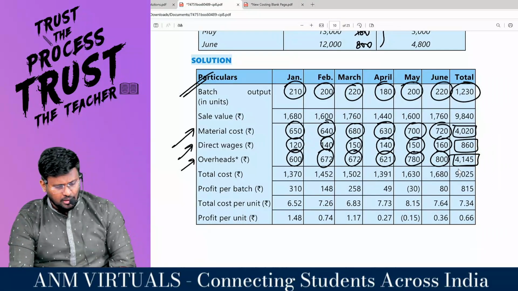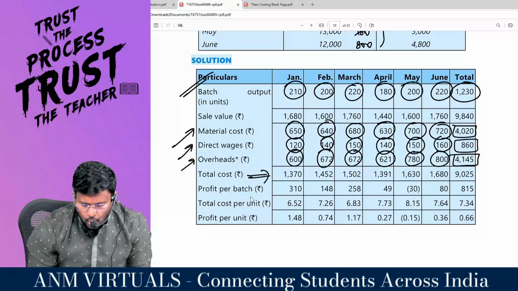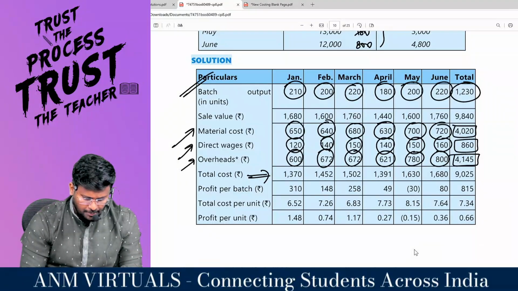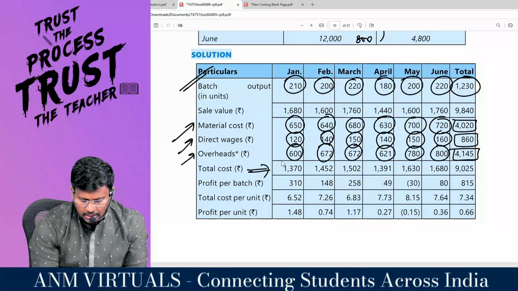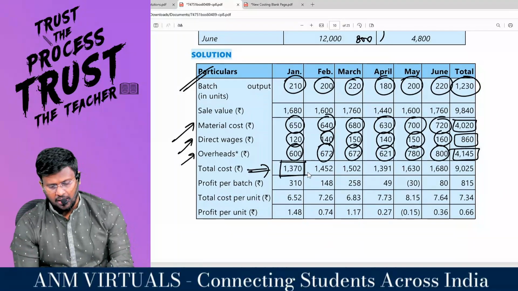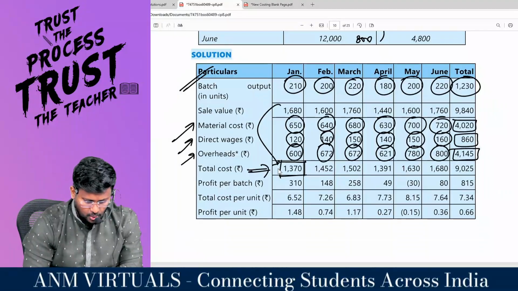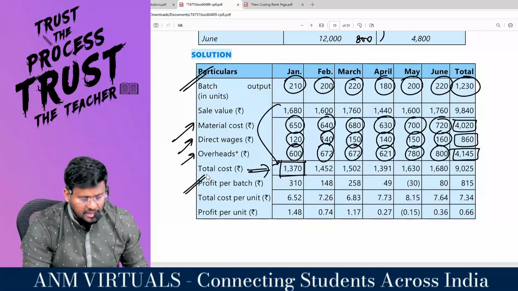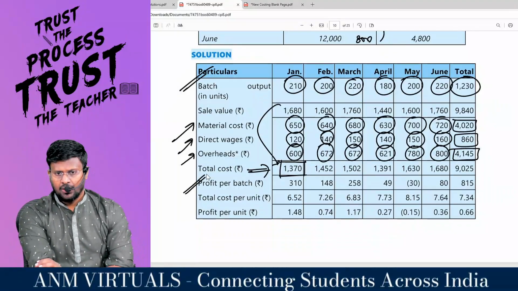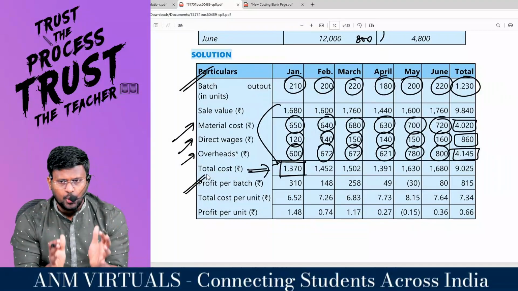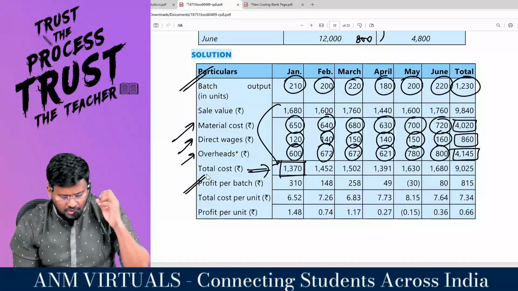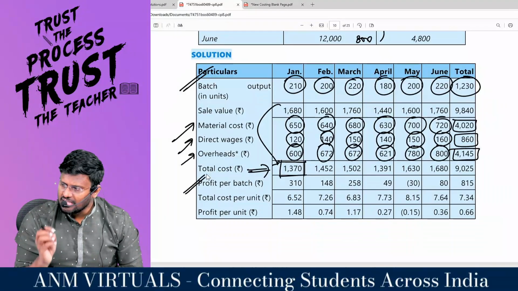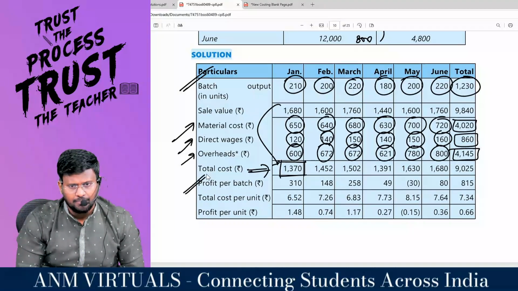So if you add, you will get the total cost, which is nothing but 650 plus 120 plus 600, which comes to 1,370. Getting it? So 1,680 minus 1,370 comes to 310, which is the profit per batch. For one batch, for a particular month, I earned a profit of 310. This is the total profit which I have earned in the month of January.